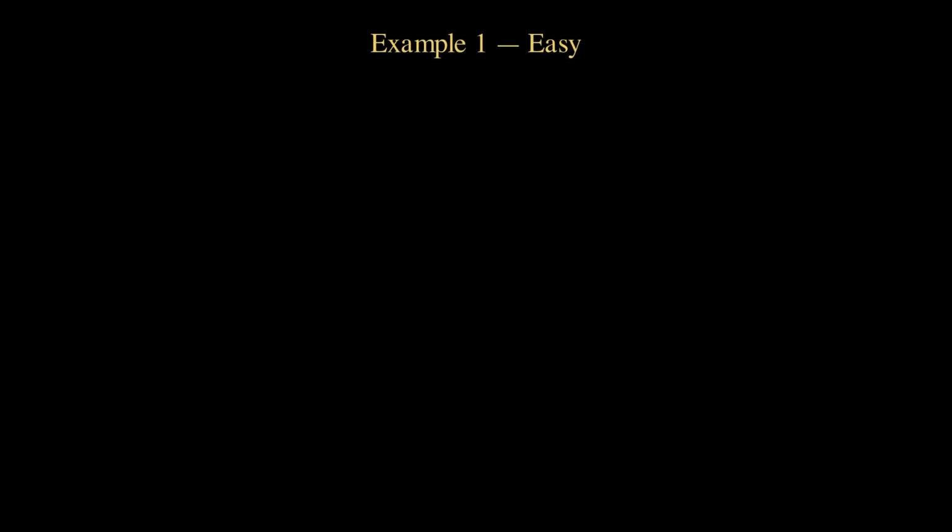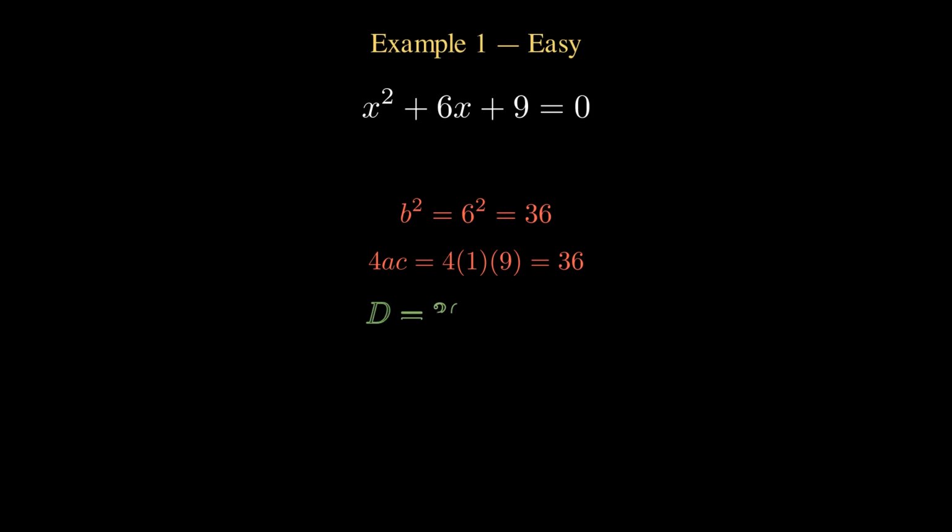Example 1, easy level. Consider x squared plus 6x plus 9 equals 0. Here a is 1, b is 6, and c is 9. Compute b squared: 6 squared equals 36. Now 4ac is 4 times 1 times 9, which equals 36. Subtract: D equals 0. So there's exactly one real solution. You might recognize this as (x plus 3) squared.